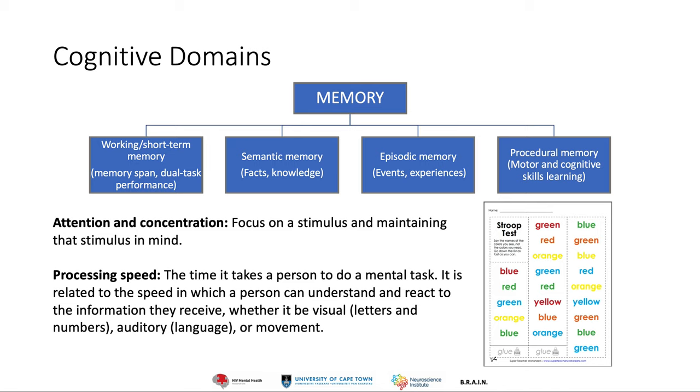Digit span forwards is a test of simple attention, and the Digit Color Word Test and Stroop tests, like the example on the slide here, test other attentional constructs.